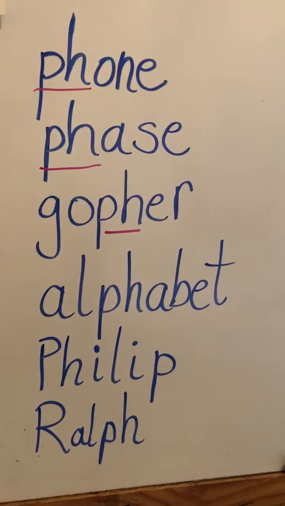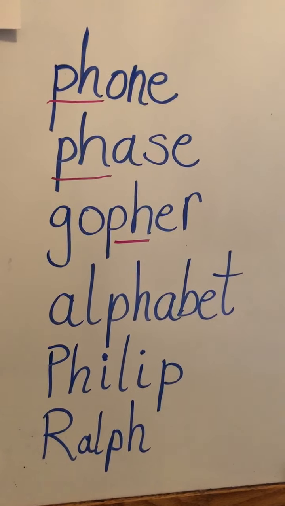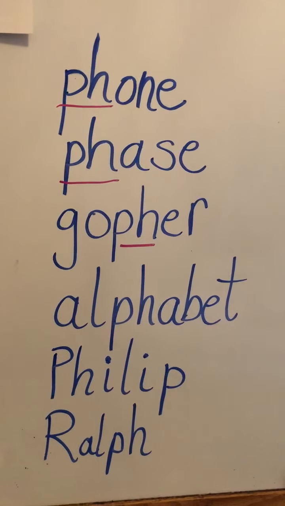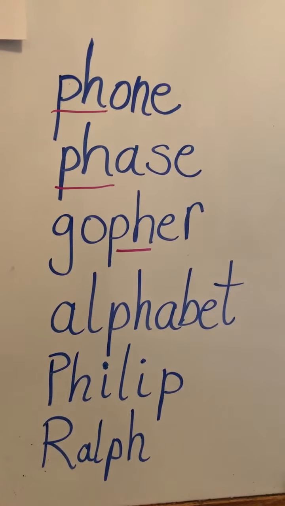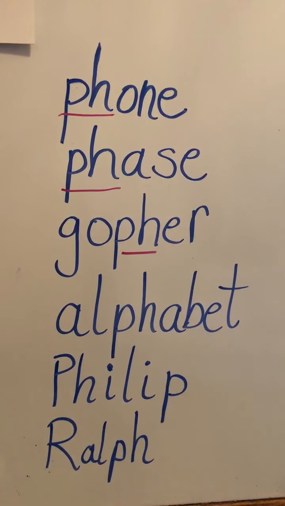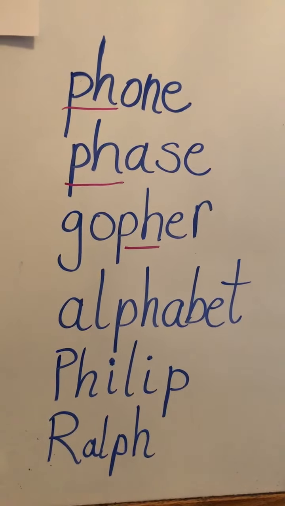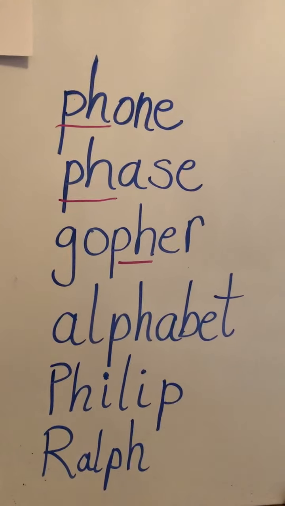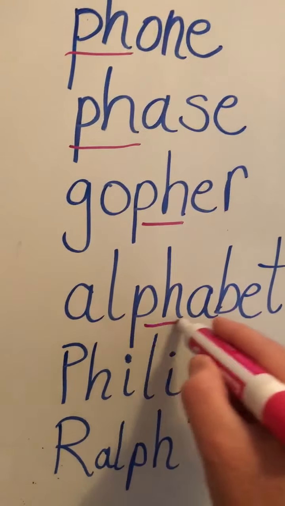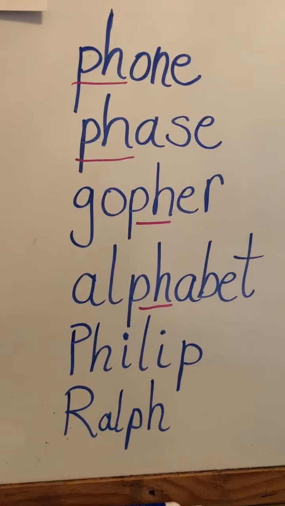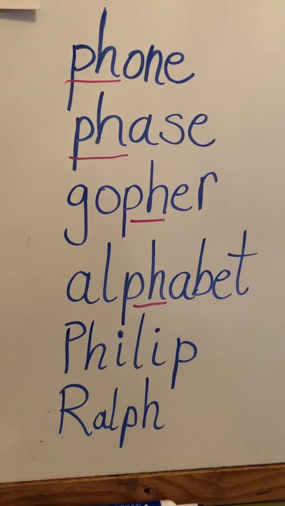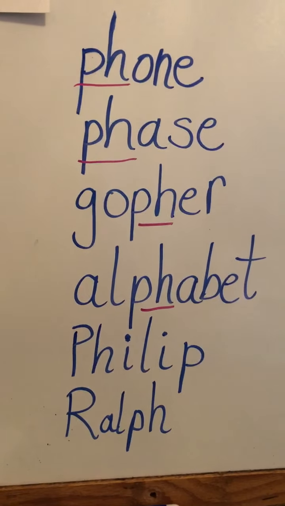Oh, look at this word. I know you've seen that. You've been learning this ever since TK or kindergarten. What is that word? Alphabet. Did you know you've been reading that PH for a long time? Alphabet. And you can even find PH in names.